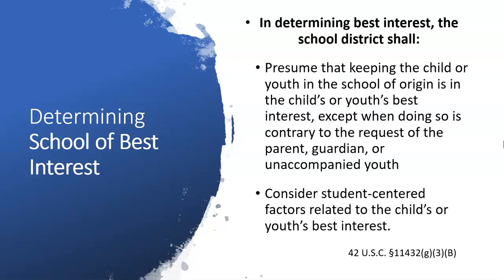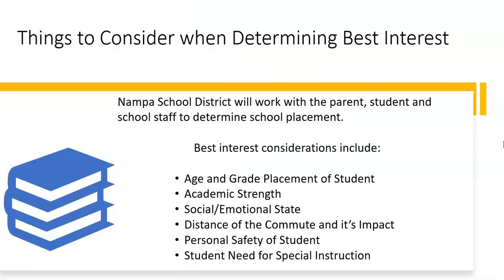The state has put out a document that Natalie and I go through that has a bunch of student-centered questions and factors related to what is in the child's best interest, to keep them in that school, or what would be the best school for them. When school of origin is not an option, we'll go through these series of questions to help the family make an informed decision, or unaccompanied youth make an informed decision.